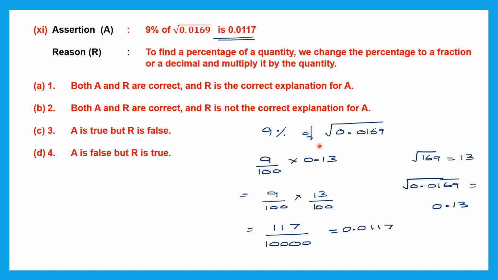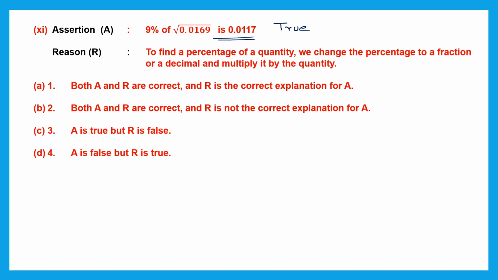That is, 9% of the square root of 0.0169 is 0.0117. This is our answer. Let's see if the statement also gives us the same answer. The assertion also gives us the same answer, 0.0117. That means assertion A is true.